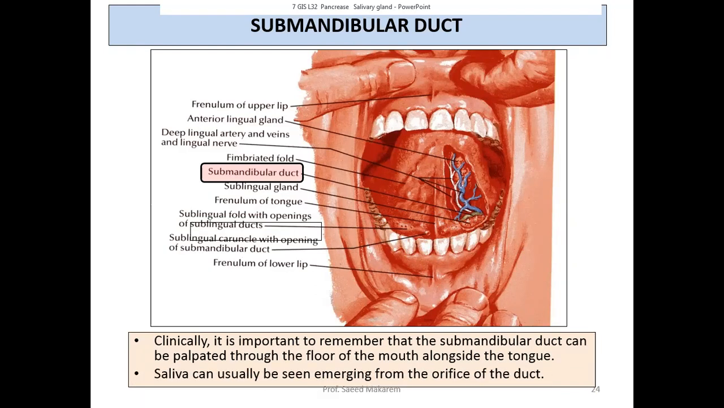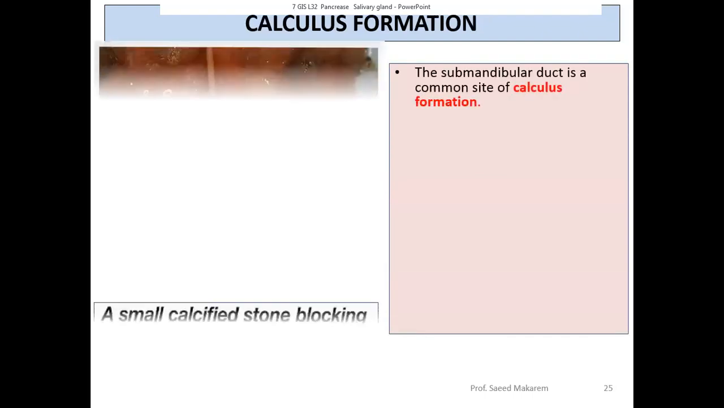Saliva can usually be seen emerging from the orifice of the duct. If it is intact and everything is normal, then you can see the saliva coming from it. But it is prone to calculus formation. That's why palpating this duct becomes important.